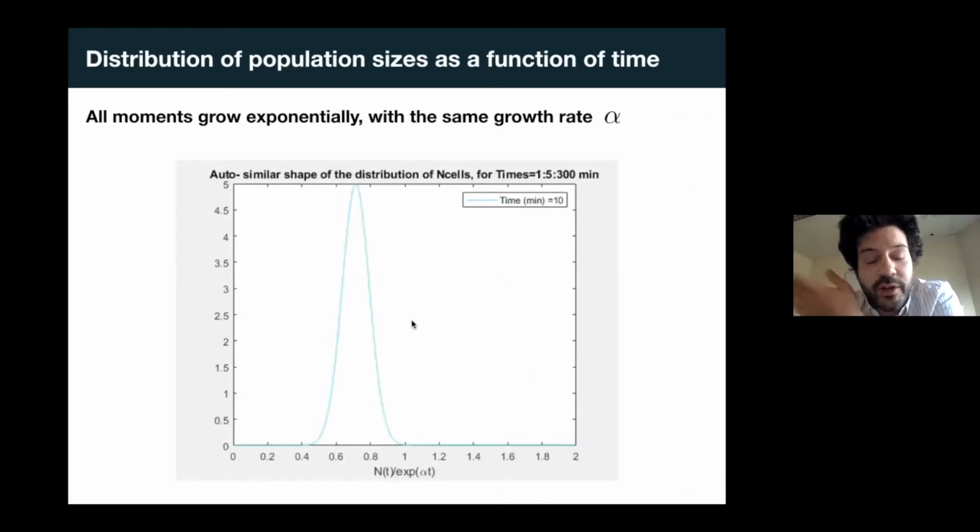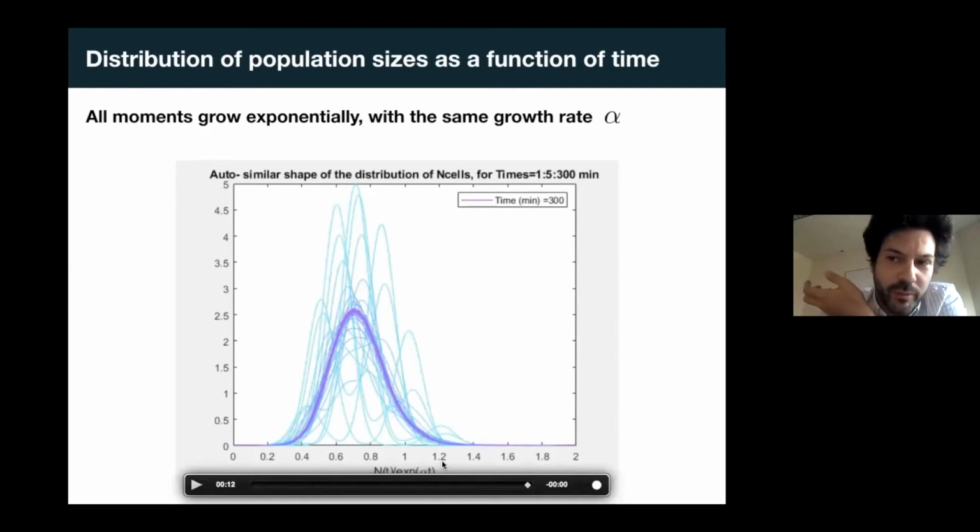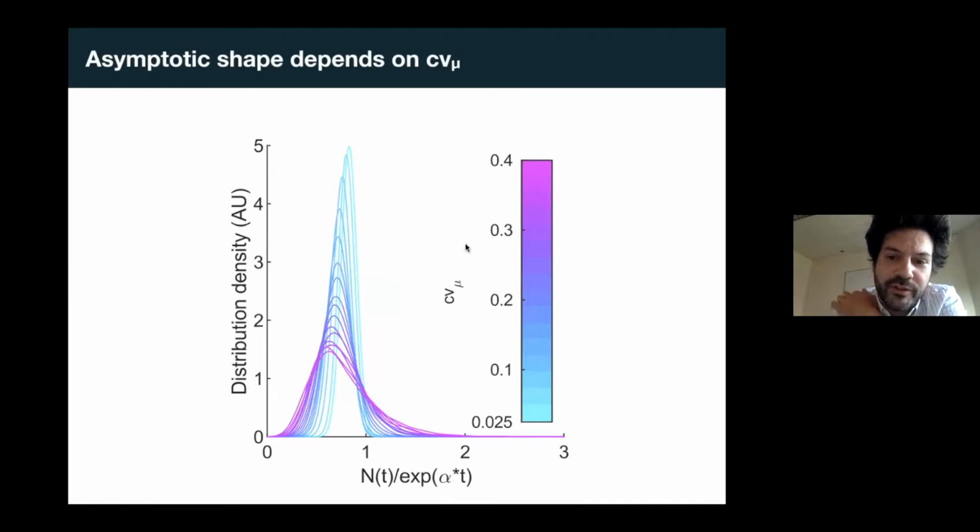And so we can have a look at this just by looking at the distribution, for example, of the population sizes as a function of time. If you rescale these population sizes by exponential alpha t, then we converge to an asymptotic shape. You'll see it soon. Okay, so after a couple divisions, we converge to an asymptotic shape. And this shape depends strongly on the microscopic parameters of the model. So depending on CV mu, if all cells divide at the same time, then you have a very peaked distribution of population sizes, and if CV mu is large, so if you have a very large variability in division times, then you have a wider distribution of population sizes.